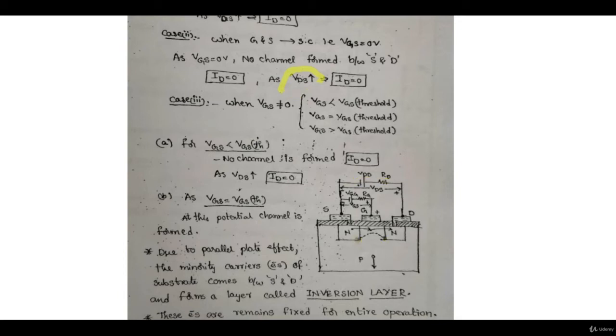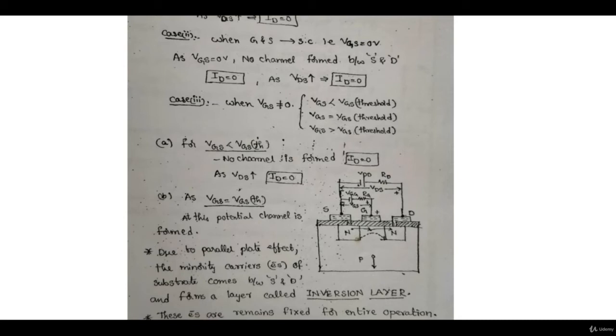Now let's see the third case, when VGS is not equal to 0. In this also you have three conditions: either VGS is less than some threshold value of VGS, or VGS is equal to VGS threshold, or VGS is greater than VGS threshold. So in case 3 also you have three cases: VGS is less, equal, or greater than VGS threshold. It is just as if you are having a cut-in voltage in a diode. This kind of scenario you have here. So what will happen in case A?